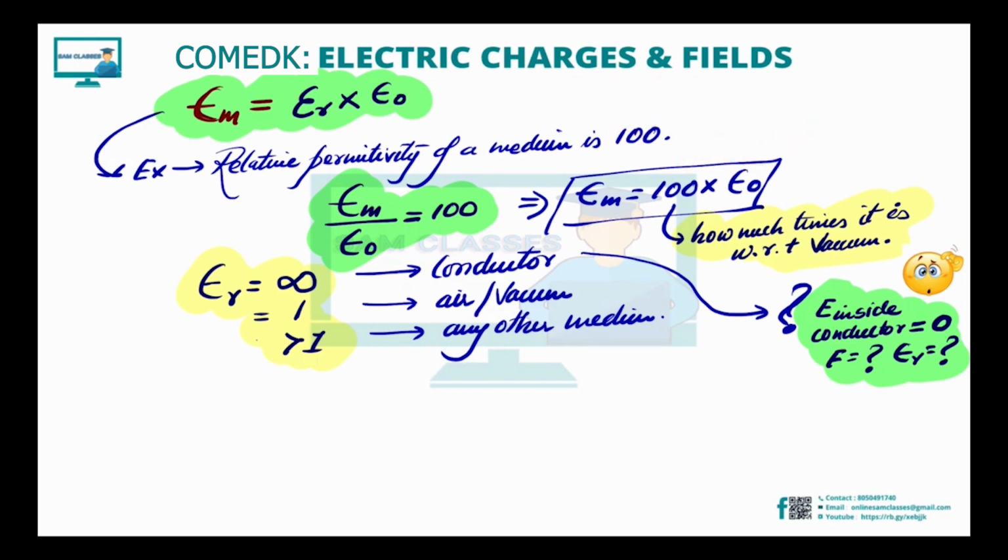Now, a very important part: the permittivity of a conductor is infinity. Now, how and why, student? You need to think. I'll just give you a small hint. We haven't talked about the electric field yet, but still I'm giving it to you, since you have already done your PU: the electric field inside a conductor is 0. So what will be the force? What will be the permittivity? Think about that. For air and vacuum, we already know it is 1, and for any other medium, it is greater than 1.